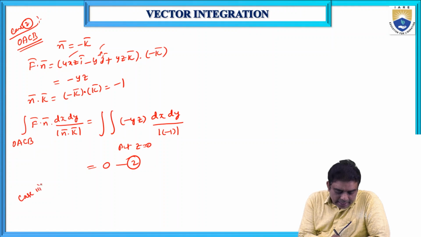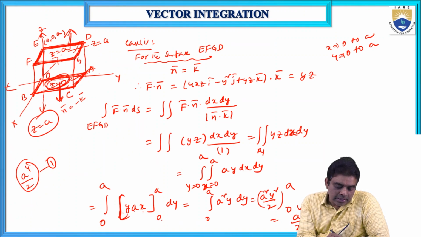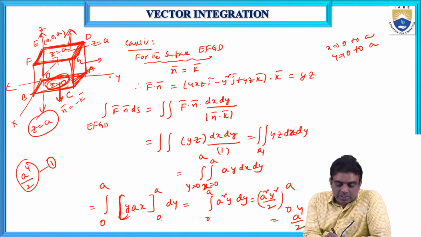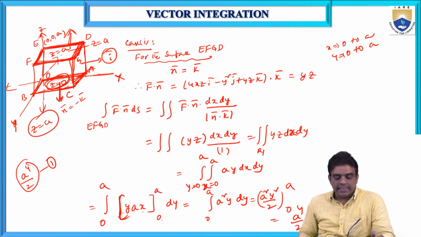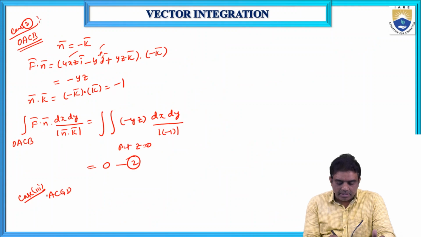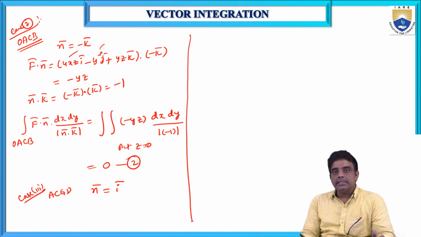Similarly, I go for case 3. So what is case 3? This is the surface ACGD. Now the outward normal vector is in the direction of positive x-axis. This is y. The positive x-axis is i bar. Am I right? So for the surface ACGD, the third one, the outward normal vector n bar is equal to i bar, because the outward normal vector is in the direction of positive x-axis.